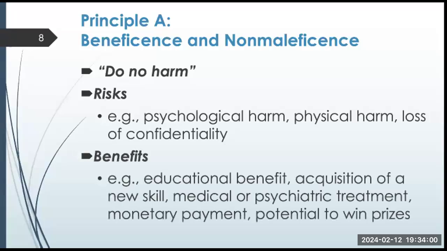Is there any possibility that you're going to permanently psychologically harm your participants? Are you going to physically harm your participants? And this could come from like a stress study where you're making them go on a treadmill faster and faster or something like that. You want to make sure you're not going to push someone so hard that they get a heart attack, for example. And then loss of confidentiality is also a risk. If you're collecting information like health data or academic data, you want to make sure that you're taking steps to maintain the confidentiality for your participants.